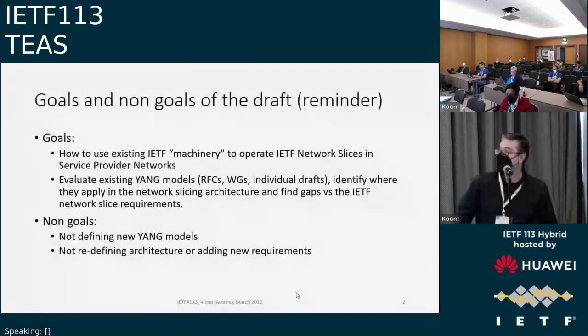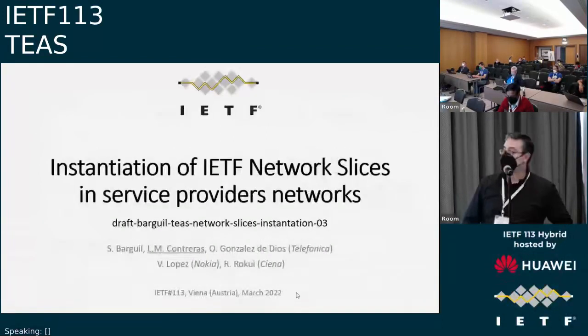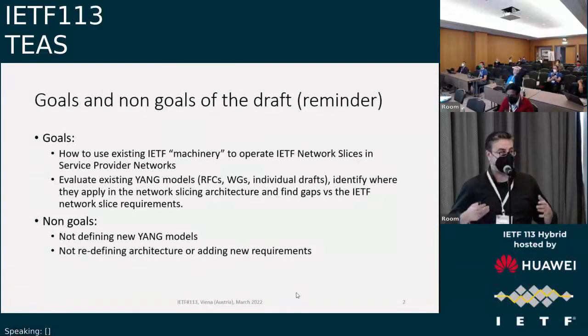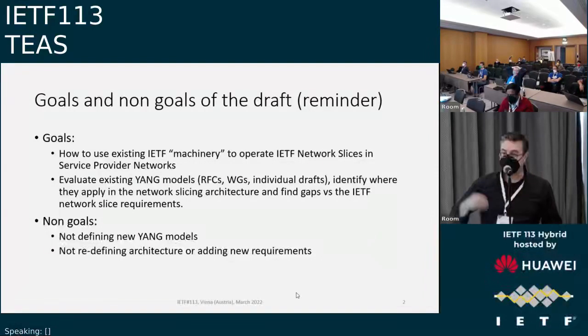Just as a reminder of the goals and non-goals of the draft, the idea is to reuse existing IETF machinery to operate the IETF network slices. From our side, it is to understand how far we could go with the tools that we have today, and evaluate the existing YANG models, the ones already released as RFCs, documents adopted in working groups, or even individual drafts, to understand how far we can go in mapping the idea of network slice with the tools we have today.